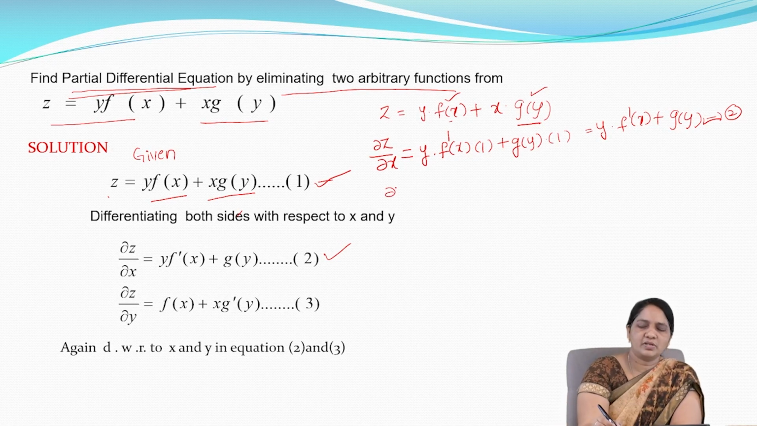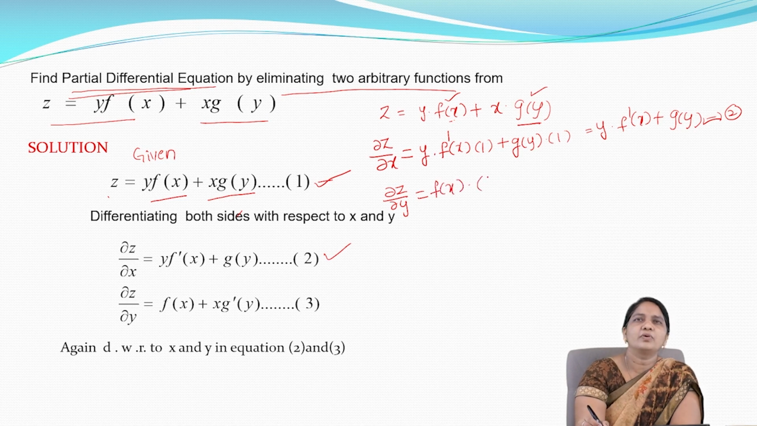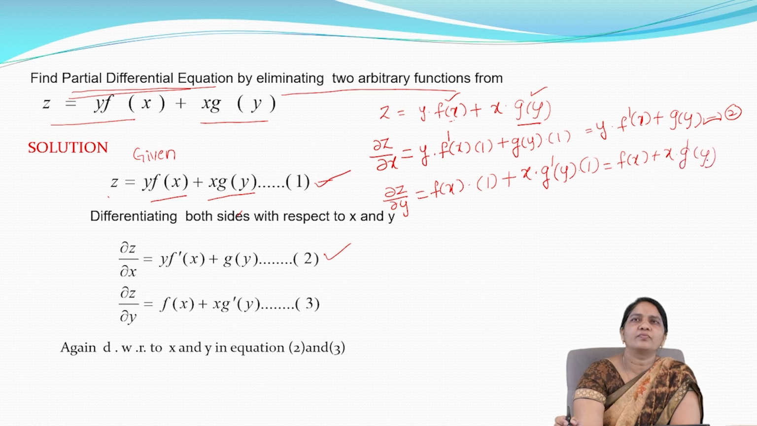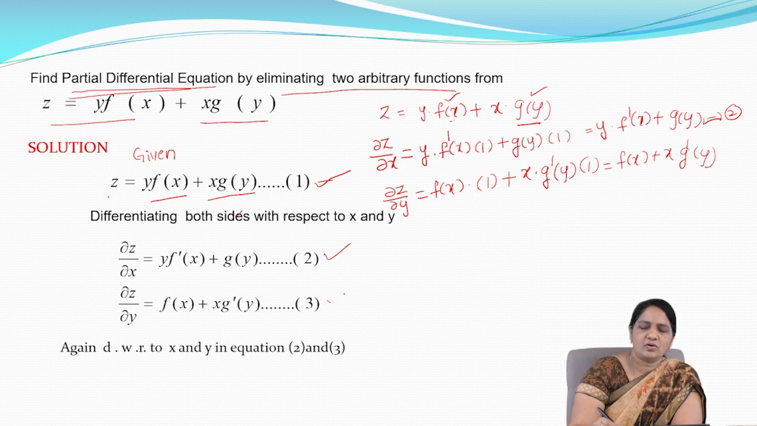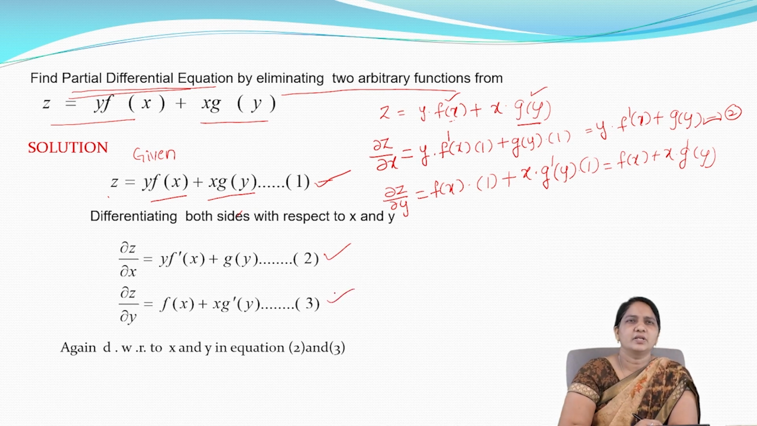Now I am doing partial differentiation with respect to y. So when I am doing with respect to y, x is the constant. So f of x is constant into y derivative is 1, plus here x is the constant, so x into g derivative is g dash of y, and y derivative is 1. So finally I got here f of x plus x into g dash of y. So this is the third equation I got here after doing the partial differentiation.